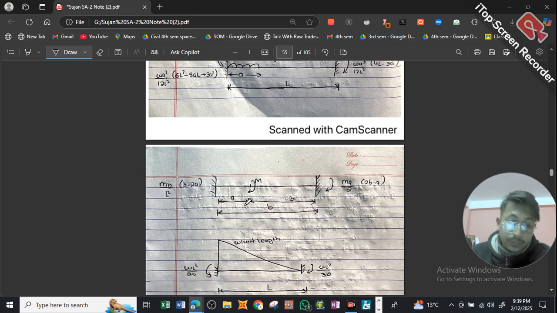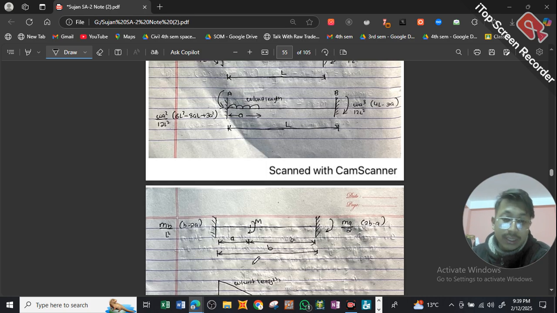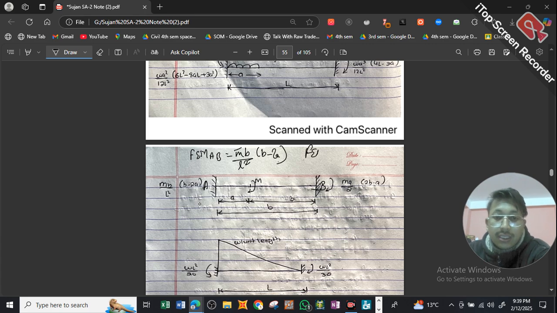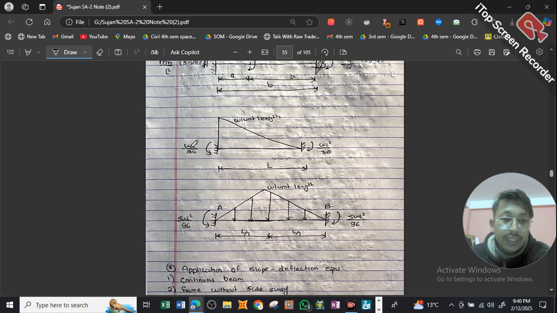But let's say instead of a load, a moment was acting at a distance A from point A. This is point A, this is point B. Then our fixed end moment AB will be written as MB by L square times (B minus 2A). This will be negative. Similarly, fixed end moment BA will be MA divided by L square times (2B minus A). Similarly, for a UVL it will be WL square by 20 and WL square by 30.